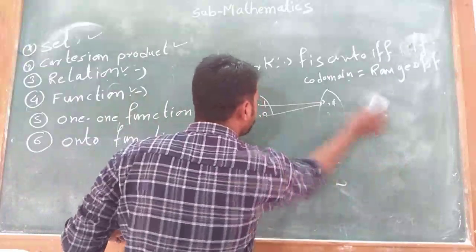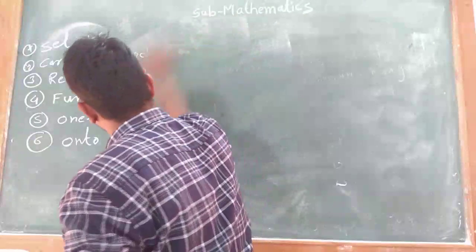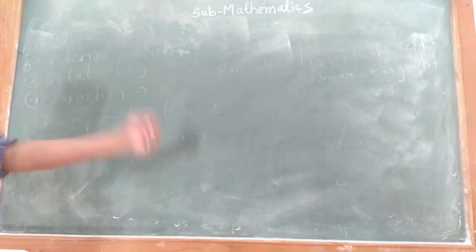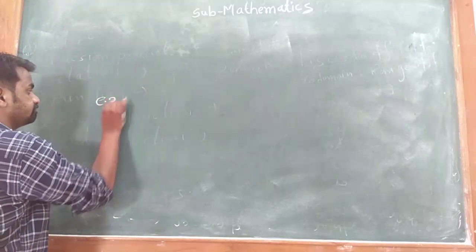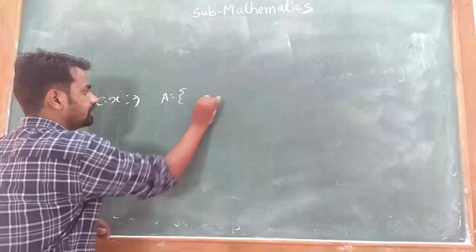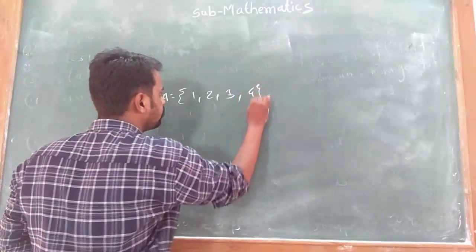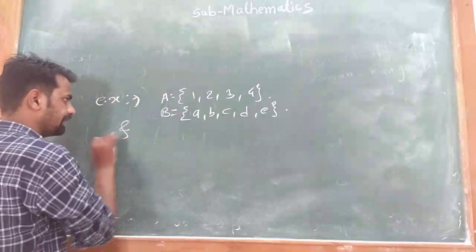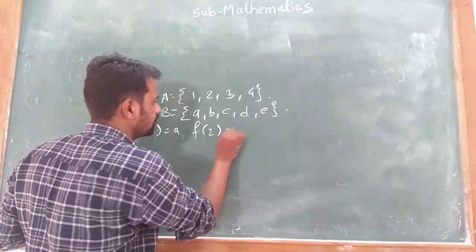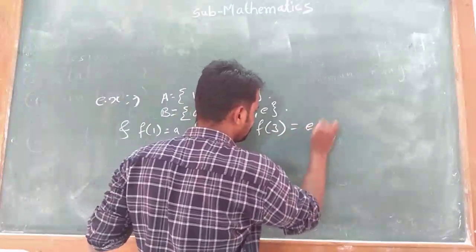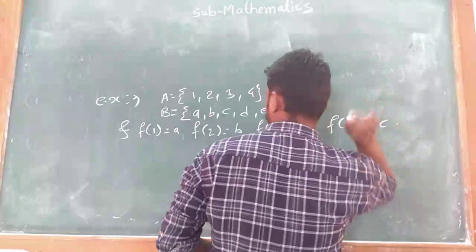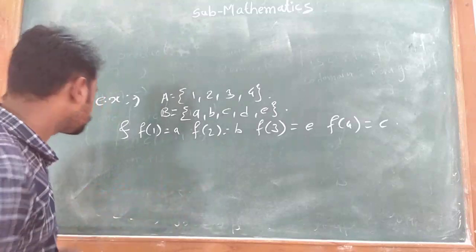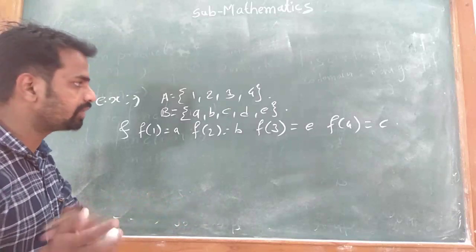Now we discuss the examples on it. Example: Let A be equal to {1, 2, 3, 4} and B be equal to {A, B, C, D, E}, and F of 1 is equal to A, F of 2 is equal to B, F of 3 is equal to E, F of 4 is equal to C. We have to verify F is a function, one-one function and onto function.